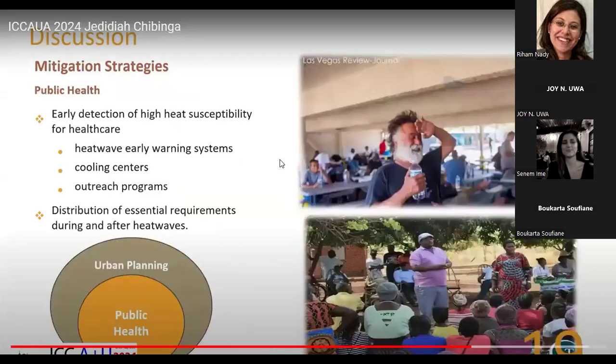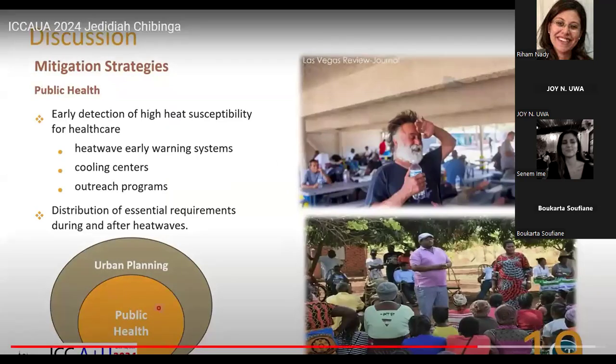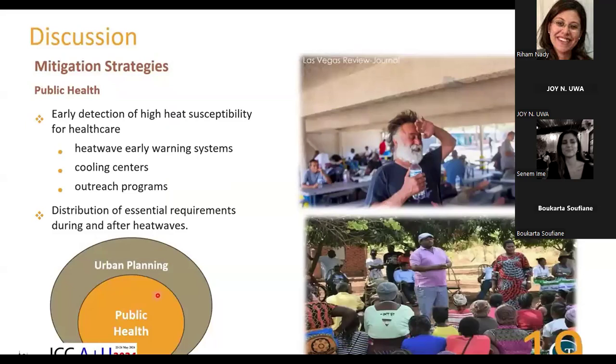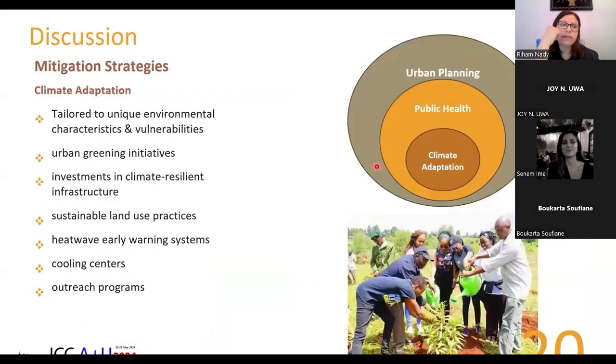Another mitigation strategy that we looked at was actually public health. Basically, this illustration at the bottom tries to highlight the blanketing or the cascading effect of urban planning, in the context that if we design urban areas that are resilient, we actually have the potential to curb the negative side effects that arise due to poor urban planning.